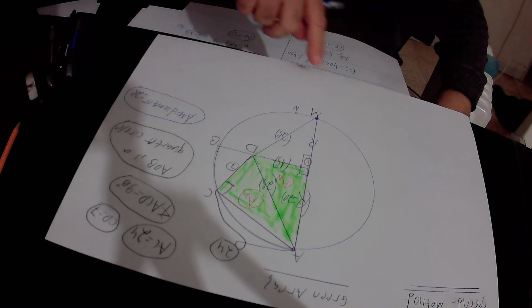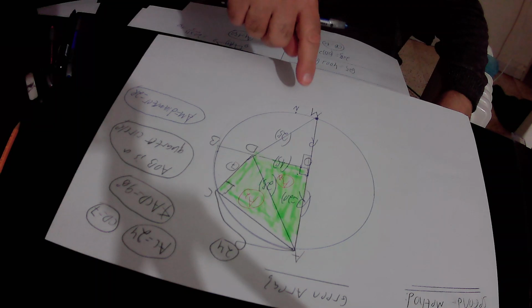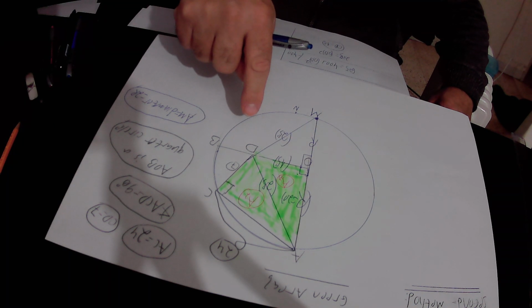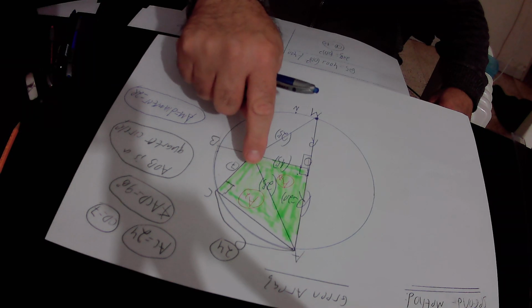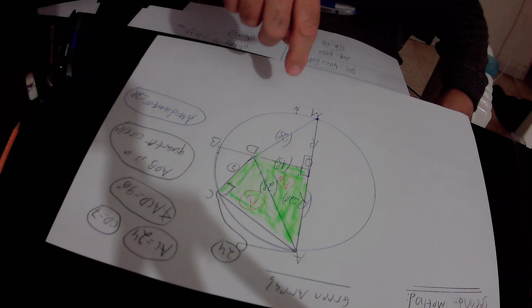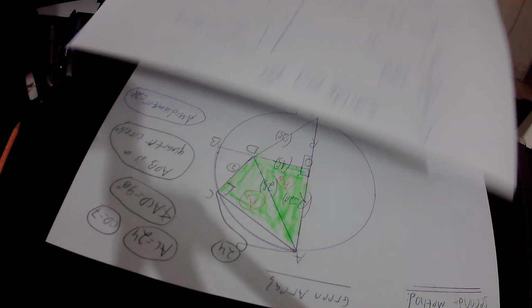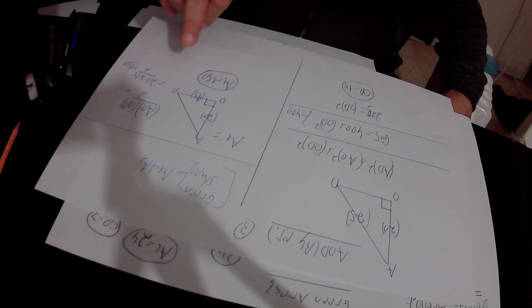What is the area of the green shape? The area of the green shape equals the area of the right green triangle AOD, that is A1, plus the area of the green right triangle ACD that we defined as A2. In total, the area of the green shape equals A1 plus A2.